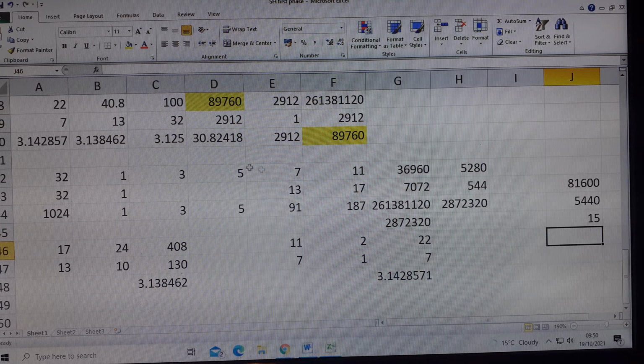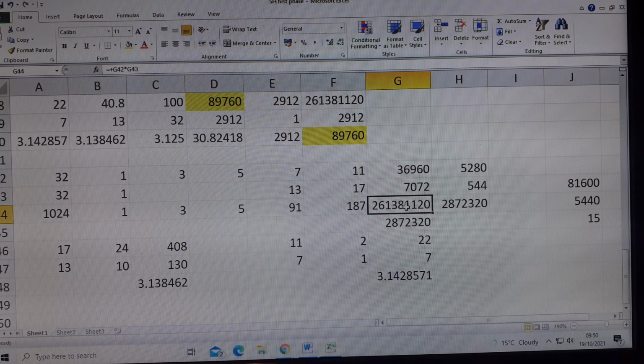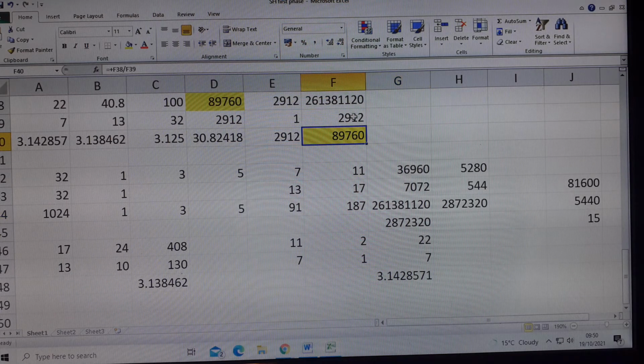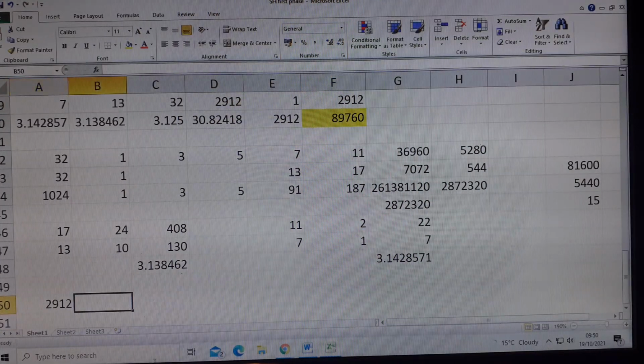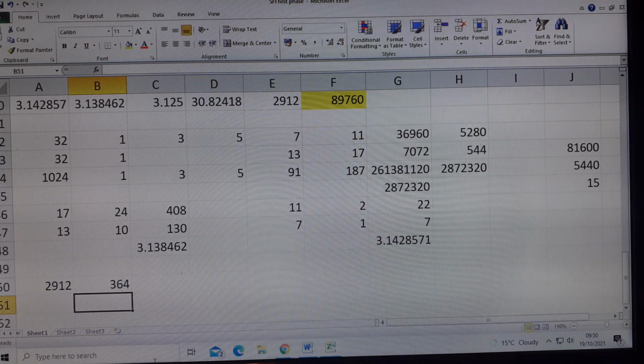There are two individual systems that have been melded together using prime numbers to get this huge number here that effectively is 89760 multiplied by 2912. And why are they using 2912? It's 8 periods of 364 days.